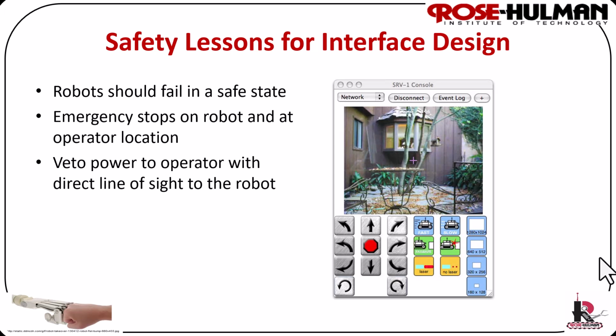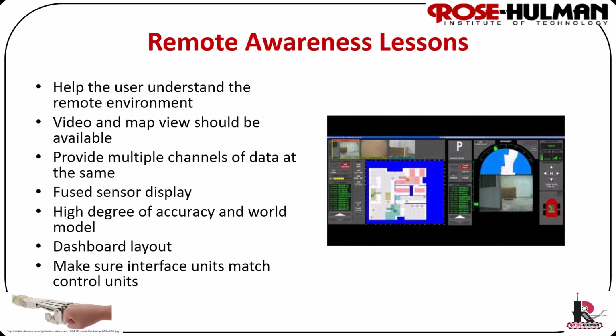And you may want to have veto power as the operator when you have direct line of sight to the robot, even if the robot is fully autonomous and there's something, or some perception, that the operator can provide that the robot may not recognize, so that you can shut it down when you see it's about to be in one of those hazardous or dangerous situations.